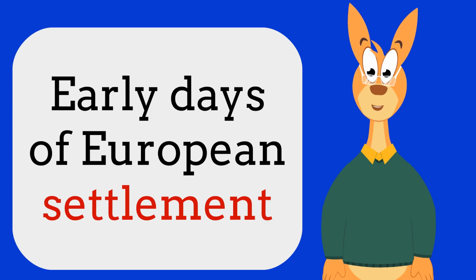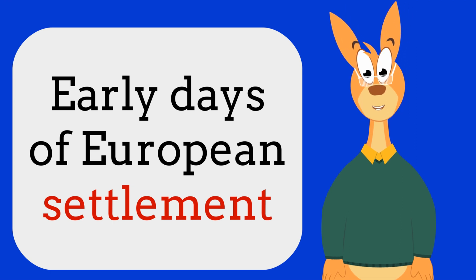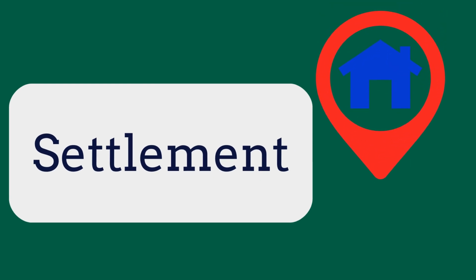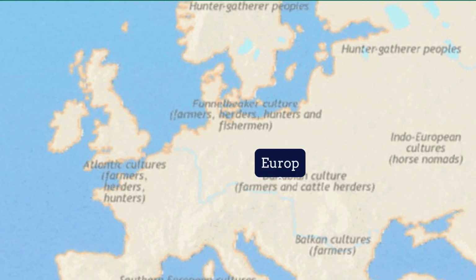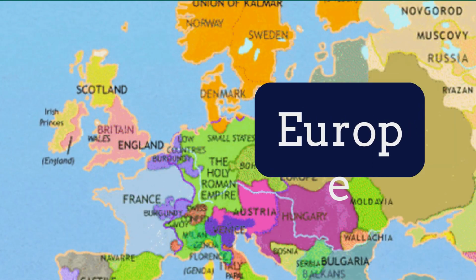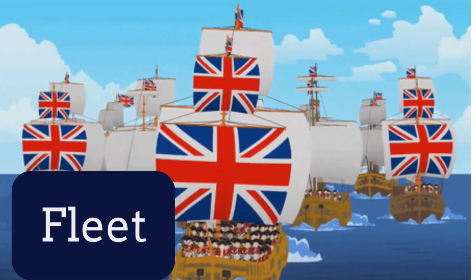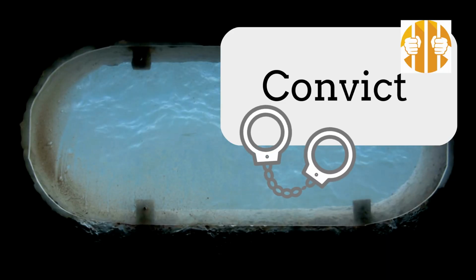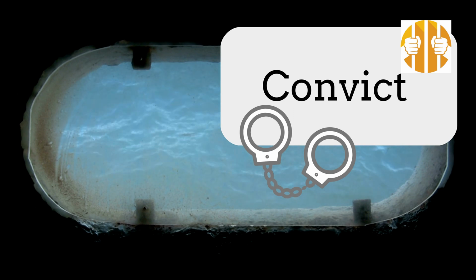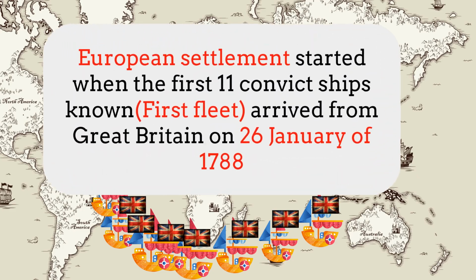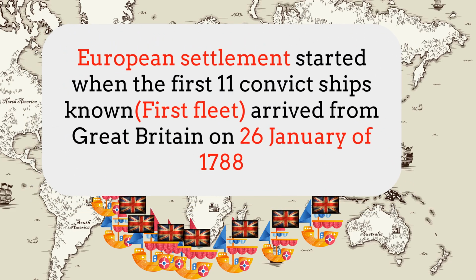Early days of European settlement. European settlement started when the first 11 convict ships, known as the First Fleet, arrived from Great Britain on the 26th of January, 1788.